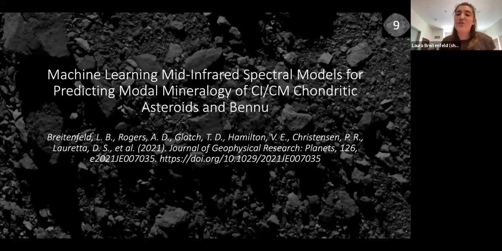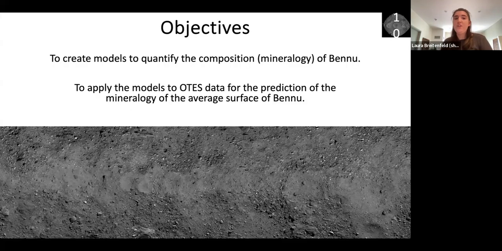So this starts the first project that I studied with the OSIRIS-REx mission. And these models and analysis of this average spectrum of Bennu were published in the Journal of Geophysical Research: Planets in 2021. So the objectives of this work were to create models to quantify the composition, and specifically the mineralogy, of this asteroid, and then apply the models to the OTES data for the prediction of the mineralogy of the average surface of Bennu.